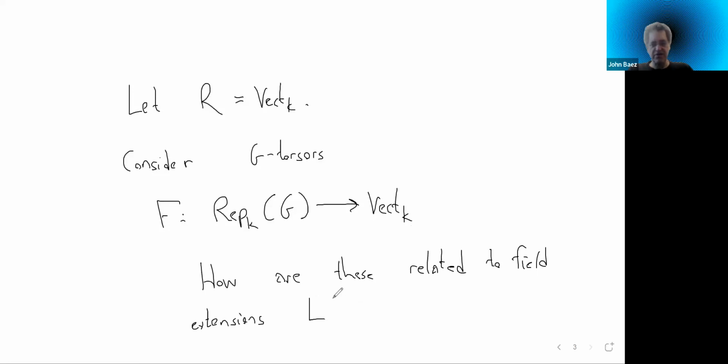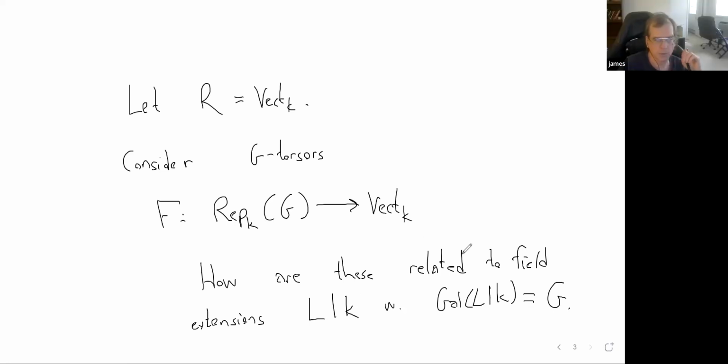I guess since different size K's sound the same, go L over K, where the Galois group is, I'm going to say, equal to this G here, our finite abelian group. Now, yes. So okay, well, that's my question, but before I even let you answer it.